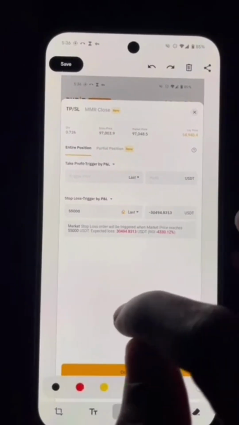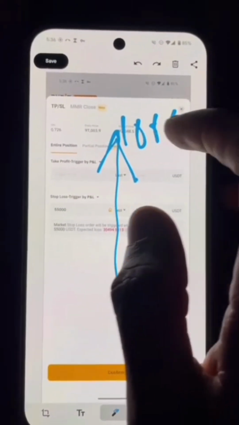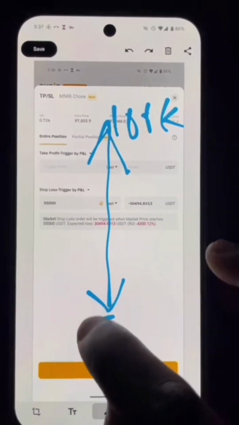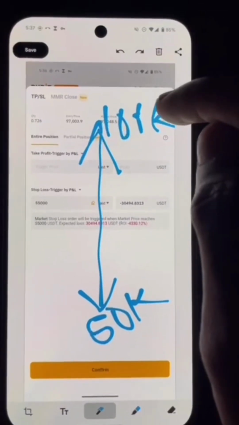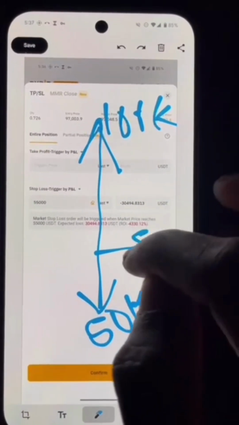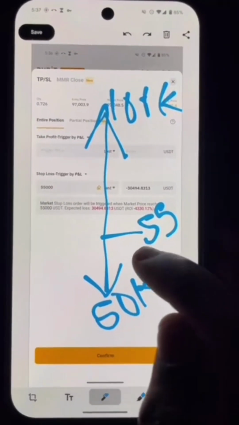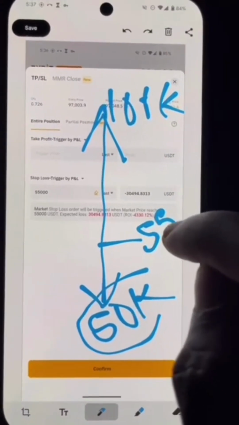You see, the market is supposed to go to 100K. That's your take profit. And you set your stop loss around here, maybe 50K is your stop loss. And your liquidation price, which is this yellow, is here, maybe around 55. So when the market starts dropping, you are seeing it has to reach 50K before it takes you out of the trade. It will liquidate you at this price.